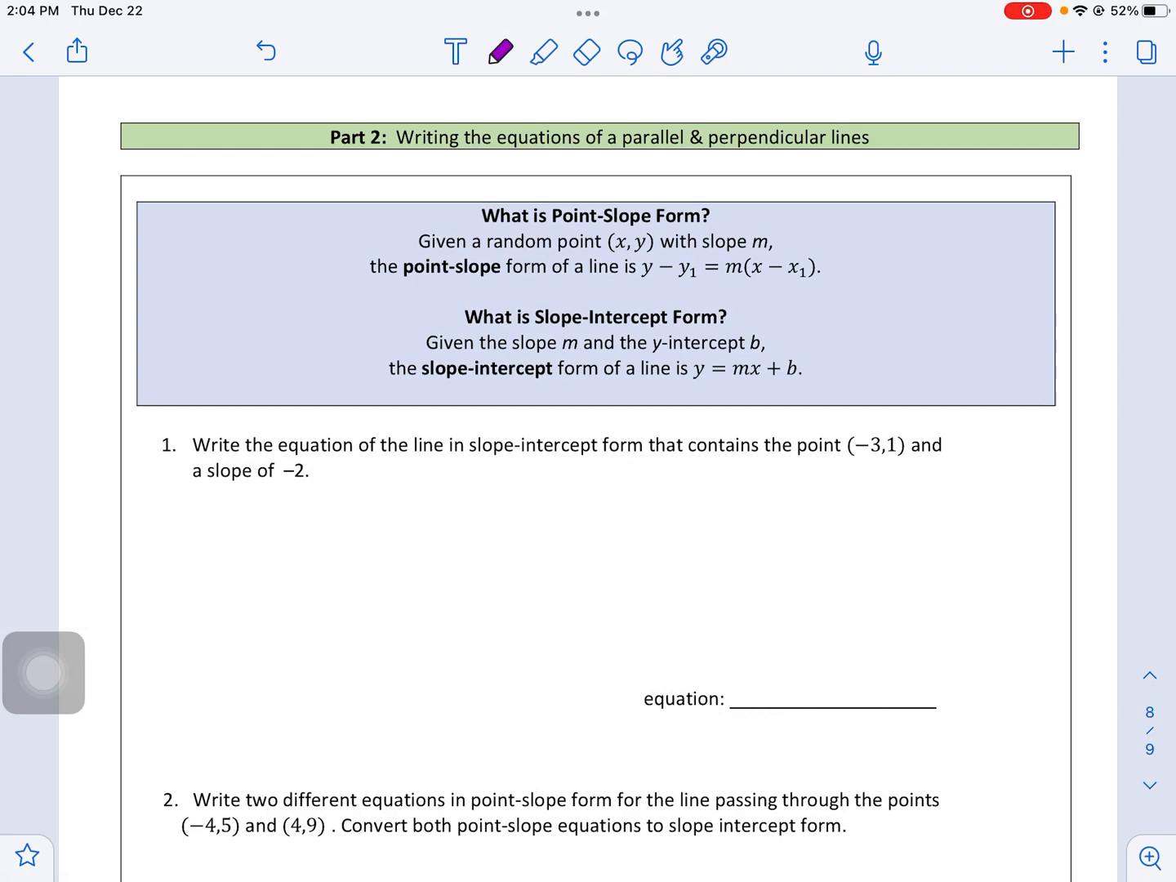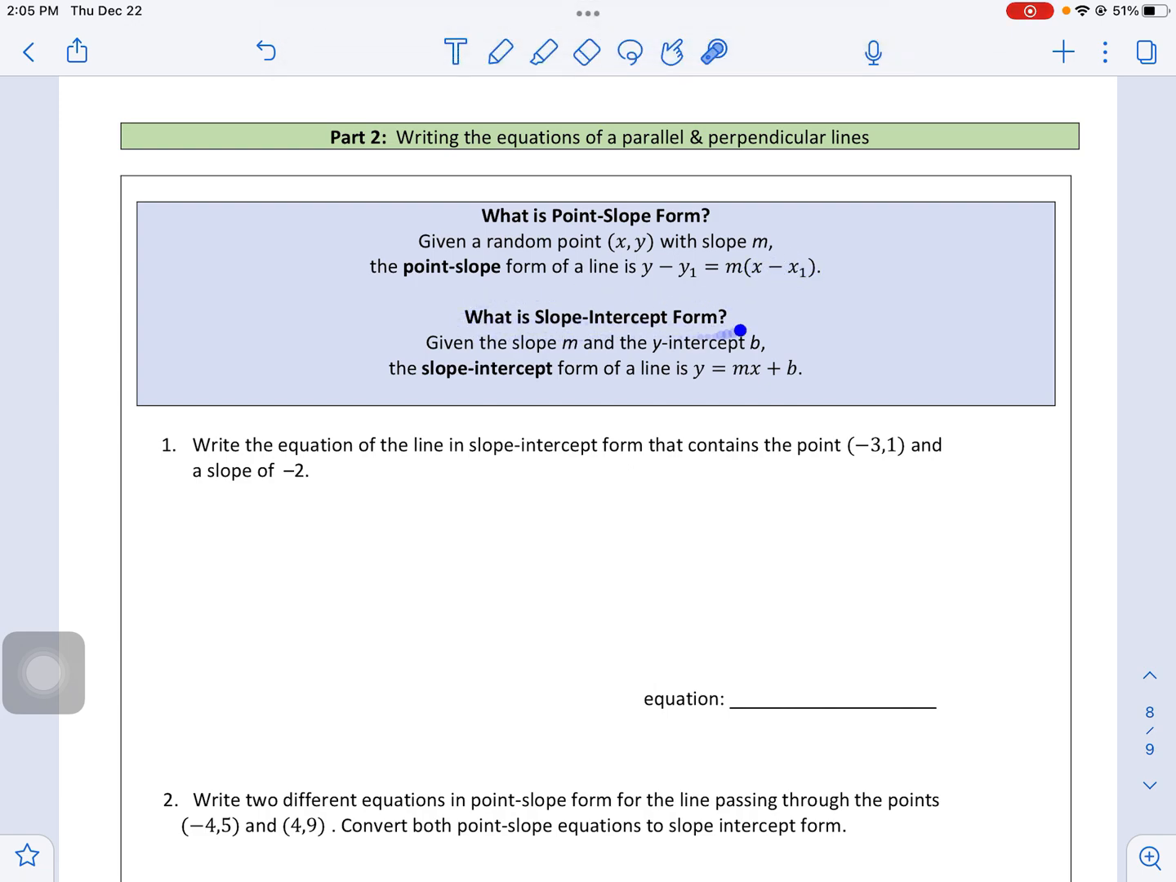These are the 3.5 Part 2 video notes. So now we're going to write equations of lines for parallel and perpendicular lines. So we have something called point-slope form. Point-slope form looks like this: y minus y1 equals m(x minus x1).